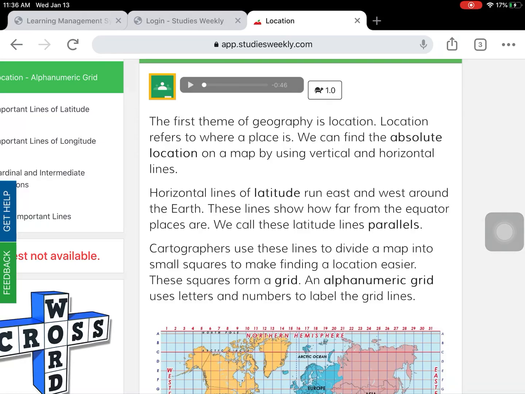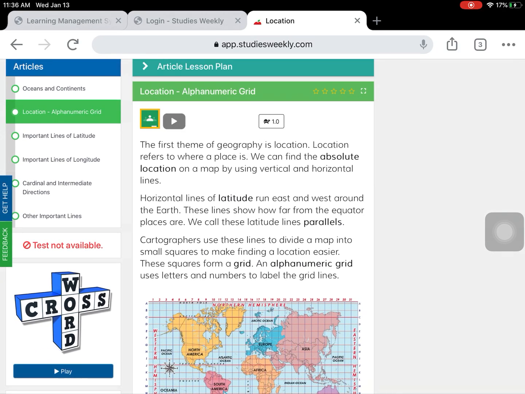All right, welcome back to Social Studies. We are going to be continuing our discussion on location and digging deeper into this theme of geography. Today we're going to be talking about grid maps. We worked a little bit on this a few weeks ago, and we're going to continue building on a little more complicated grid map compared to the ones we looked at before.